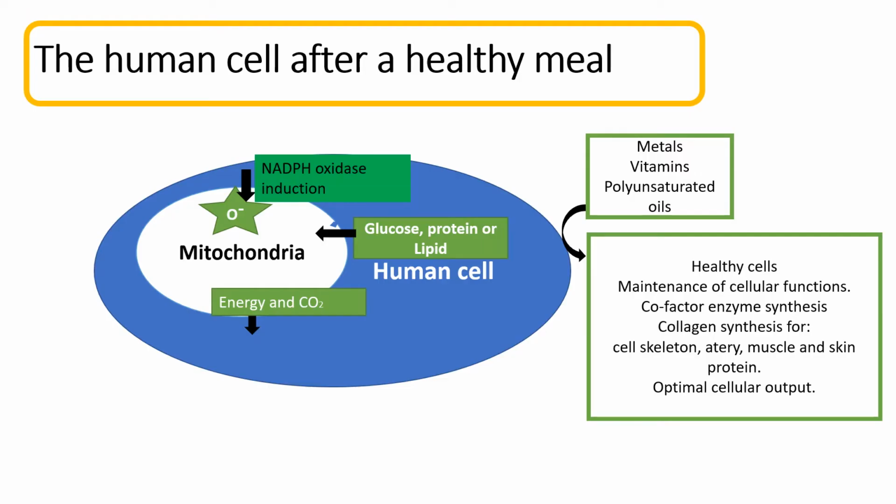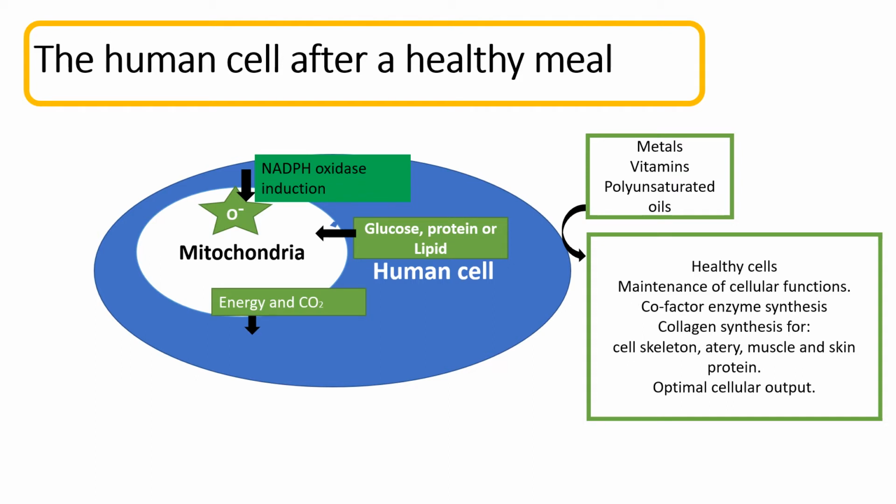Now what happens in the human cell after a meal? A healthy one. Well, the macronutrients, glucose, protein and lipid, as well as the micronutrients being metal, vitamin and polyunsaturated oil, are taken up by the cells.